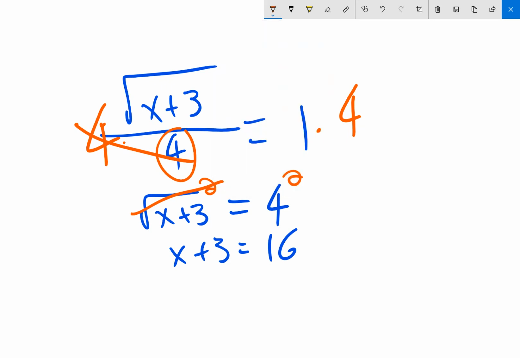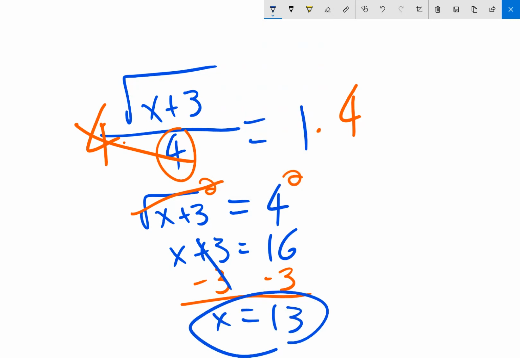And now it's just subtracting 3. So that gets me x equal to 13. And plug that in just to make sure it works. It should. There's your answer.